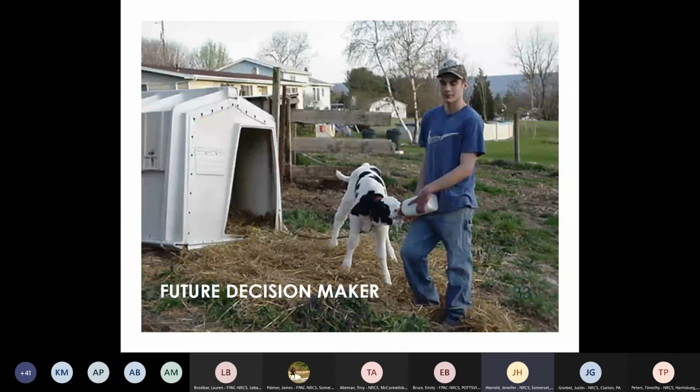And when you do have farm visits, make sure you include the younger kids. You know, they are the future decision makers. A lot of times the farms, they're hoping that the kids are going to take over the farm after the parents want to retire. So always include them in the conversation and help them. They can help make decisions as well.